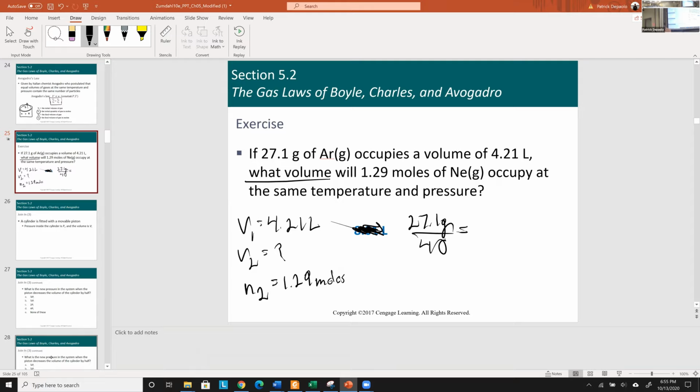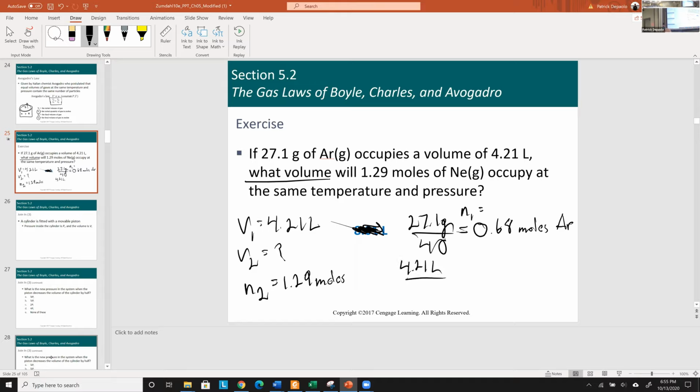27.1 divided by 40 equals 0.68 moles of argon. Okay, so it occupies that volume, so this is going to be our N1. What volume will 1.29 moles of neon occupy at the same temperature and pressure? So we can put that into the equation.